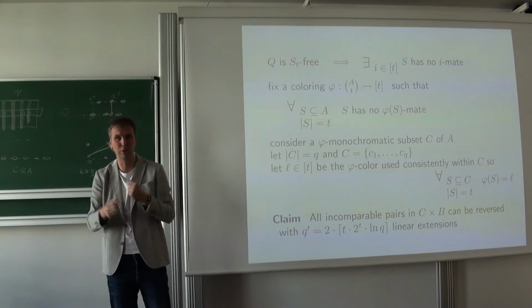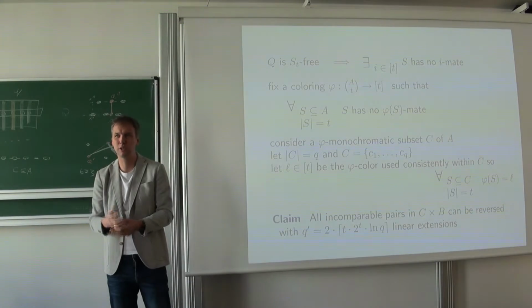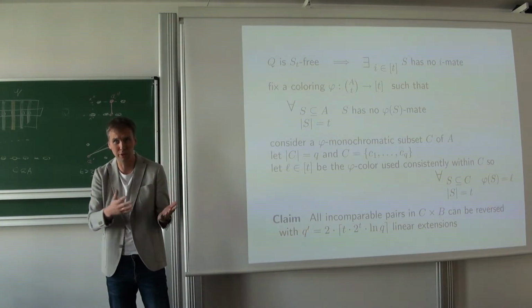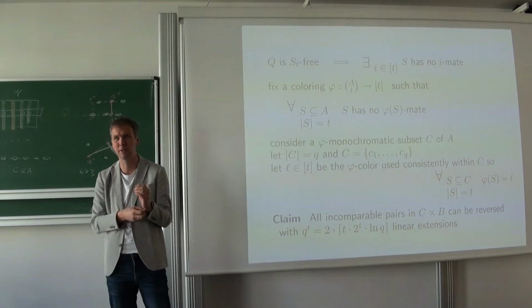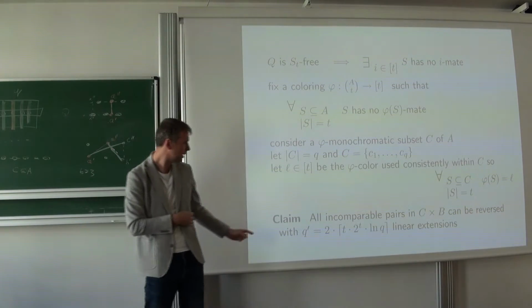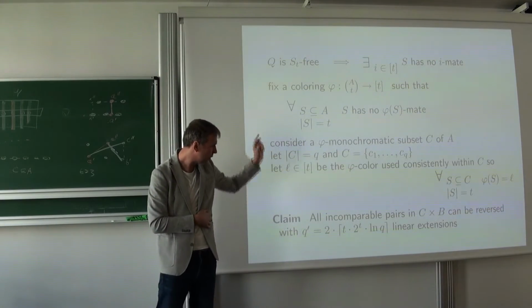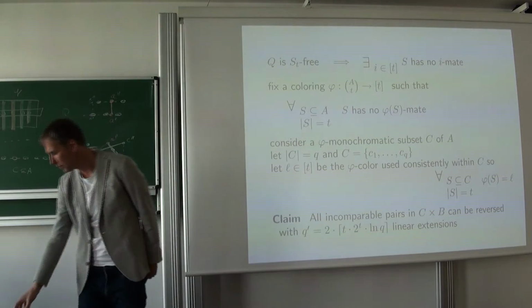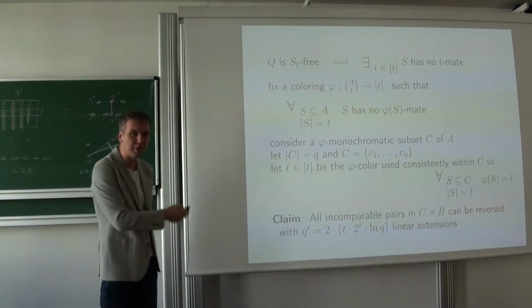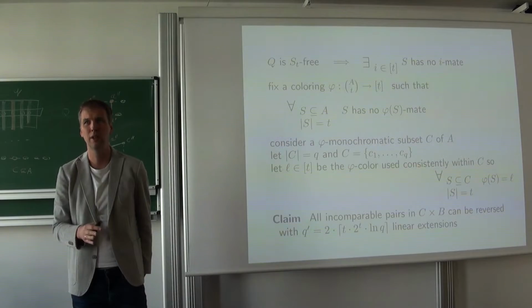So if we are able to repeat it, this should be a realizer. This should give a realizer that has a decent size. We should be able to save something. The saving is when you compare the size of C, which is q, with the number of linear extensions here, which is logarithmic in q. And the proof of this claim is the main technical contribution here.